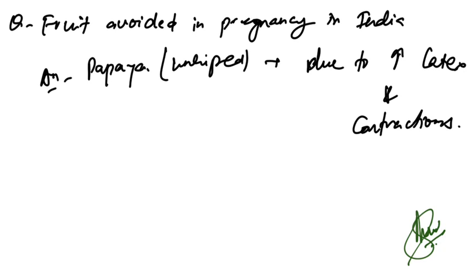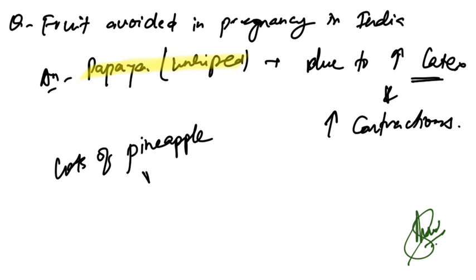Fruit avoided in pregnancy in India: unripe papaya is the correct answer. Why is it avoided? This is most commonly asked. Due to increased latex, which causes an increase in contractions. So that's why pineapple and unripe papaya are avoided during pregnancy.